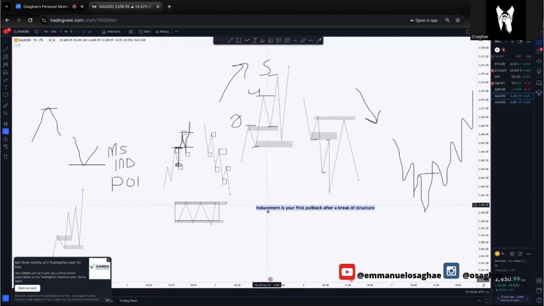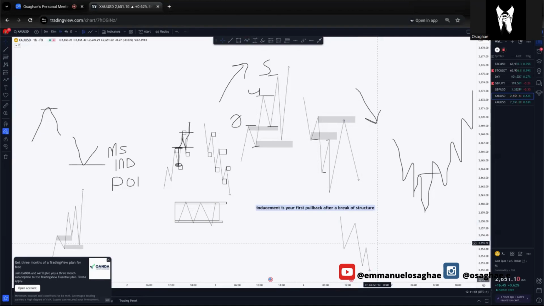So now your inducement is your first pullback after a break of structure. Note and take this: I drew two black boxes here. I'll tell you what these two black boxes are on the next level, which is POI. Your inducement is your first pullback after a break of structure. That is to say, if we're having a downtrending market and we notice there is a new break of structure, just like so, the first pullback is your inducement. Now what is your inducement?